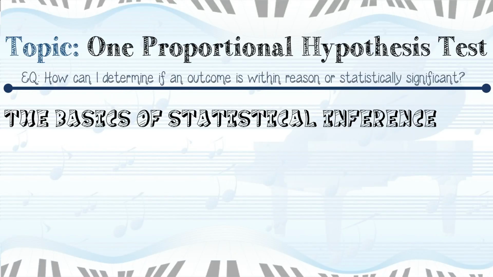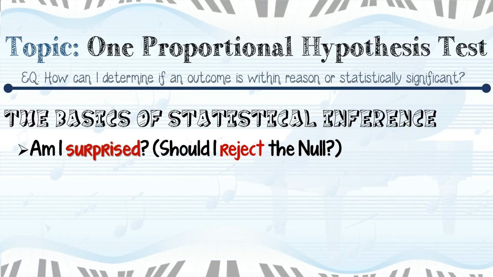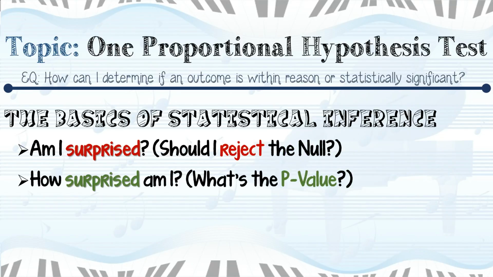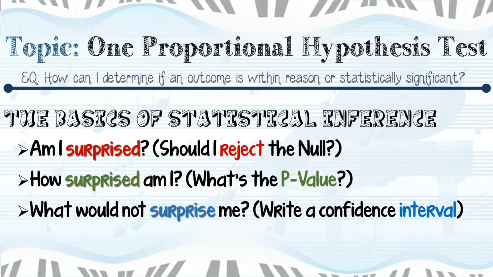So here's the basis of inference. Am I actually surprised? Basically, should I be rejecting the null if I am in fact surprised? How surprised am I? Well, what's the p-value? It shows how surprised I should be. The last one is, well, what would not surprise me? What can I expect, or what would be within reason? And that's when we would build a confidence interval. If you do not know how to build a confidence interval, I recommend doing that before learning hypothesis testing.